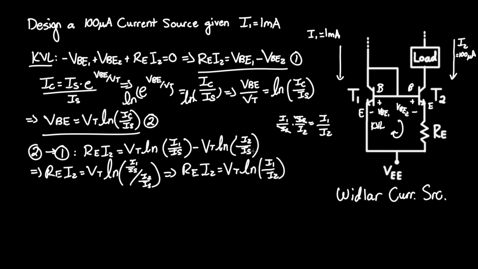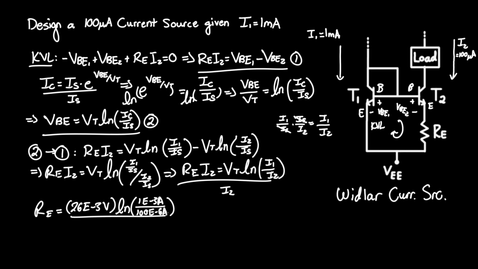So now you can see that we do know all these other variables. We know that thermal voltage is 26 millivolts, I1 is 1 milliamp, and I2 is 100 microamps. So we have all we need now to solve for RE. Now let's isolate it. Finally, RE equals 26 millivolts, or 26 E negative 3 volts, times ln of I1, which is 1 milliamp, or 1 E negative 3 amps, over I2, or 100 microamps, which is 100 E negative 6 amps, all over I2 again, which is the same thing, 100 E negative 6 amps.